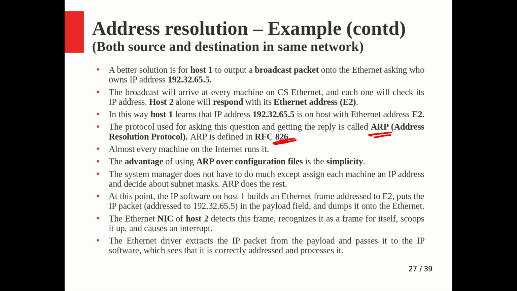So the Ethernet driver extracts the IP packet from the payload. The IP packet is wrapped inside the Ethernet frame; from the Ethernet frame, the actual IP packet is unwrapped and passed to the IP software. The IP software sees correctly that it is addressed to it, because it will look at the IP address and verify that it is exactly for me. So that is the working. Hope the working is clear.